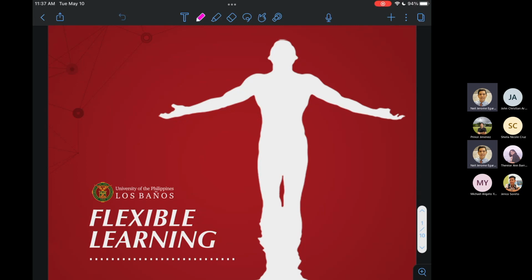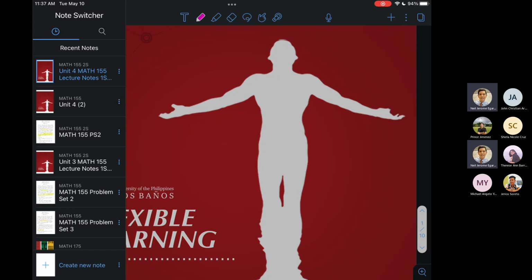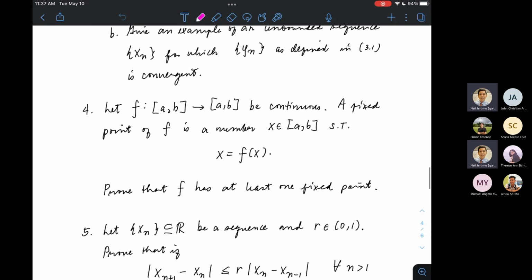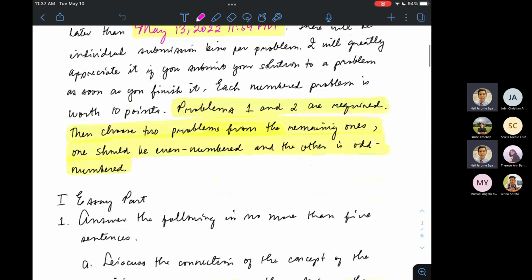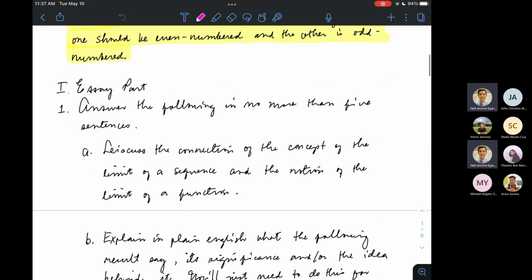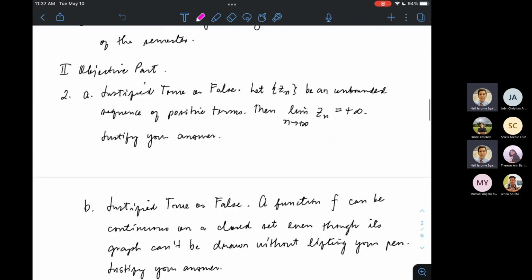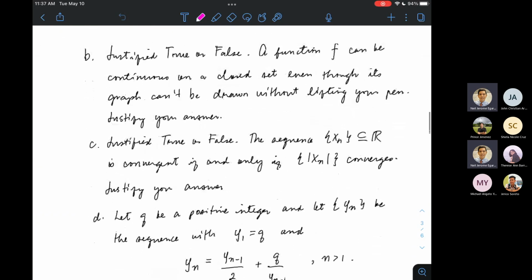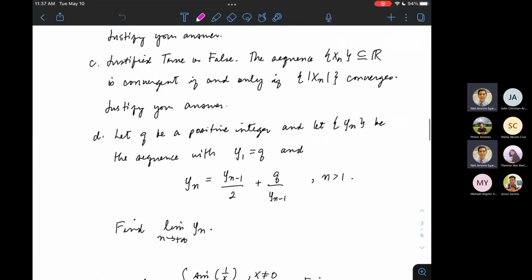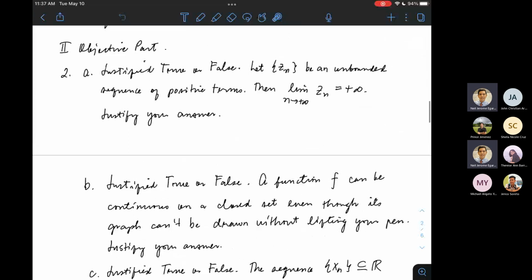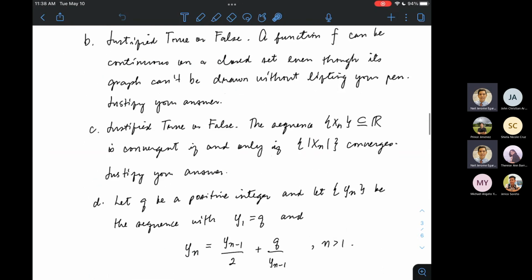So just a quick recall. Ano nga yung mechanics doon? You need to submit, ilan yung pinasubmit ko? 4 or 3? I think I asked you to submit 4 problems, right? 4 problems. So required yung number 1, which is the essay part. Required then yung part 2, the objective part. Though tinawag ko siyang objective part, like A to C, they are justified true or false. So you need to explain your answer.